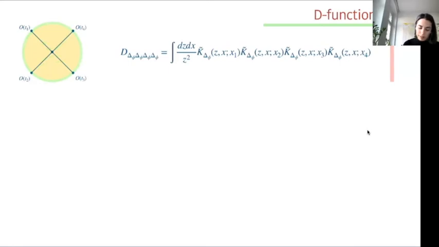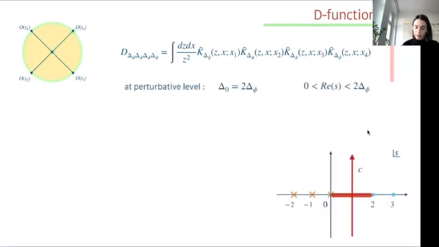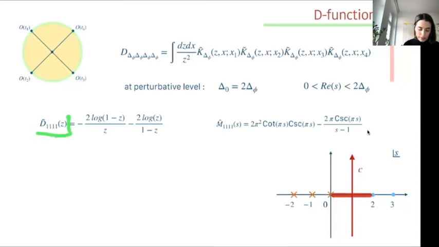And in particular, this D function is expressed as an integral over this product of propagators, which are bulk to boundary propagators. What happens in perturbation theory is that the lightest exchanged operator is equal to 2 delta phi. So this is the region of convergence for our Mellin in this perturbative case. And if we take 2 delta phi equal 1, so the easiest case, we get the simplest D function.